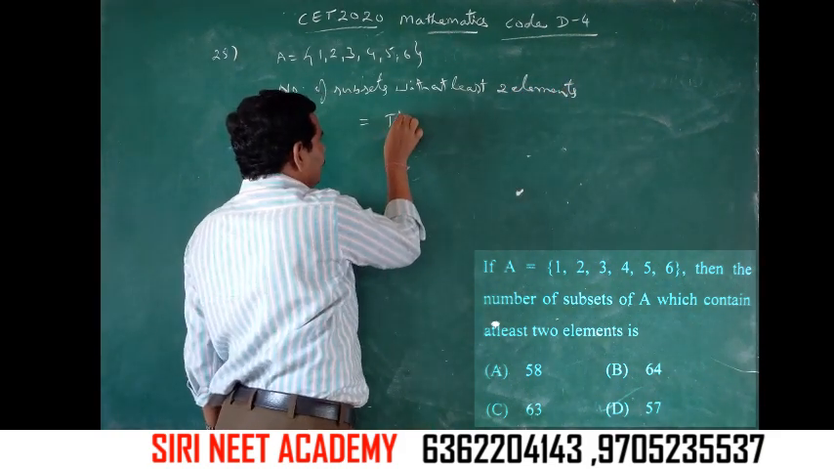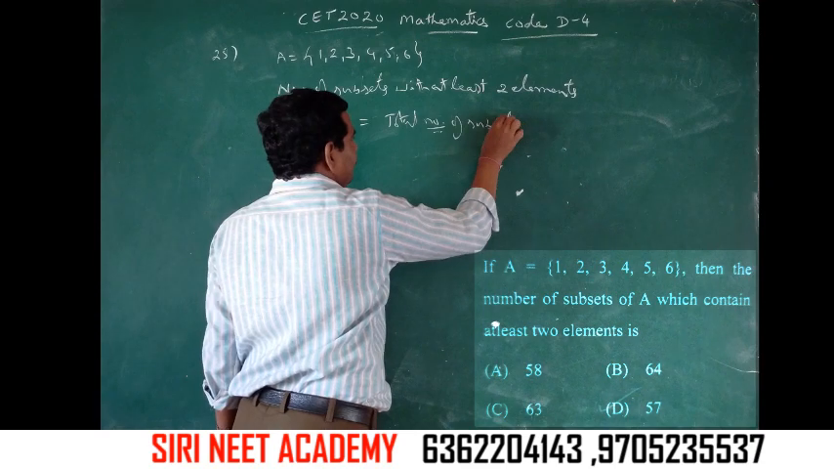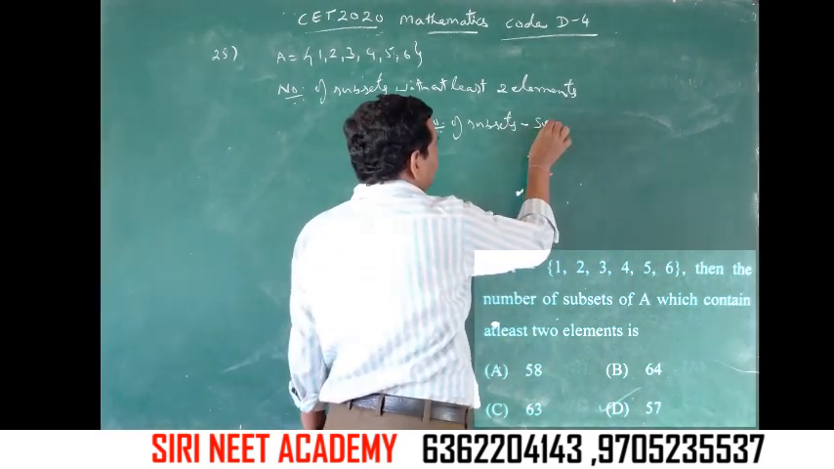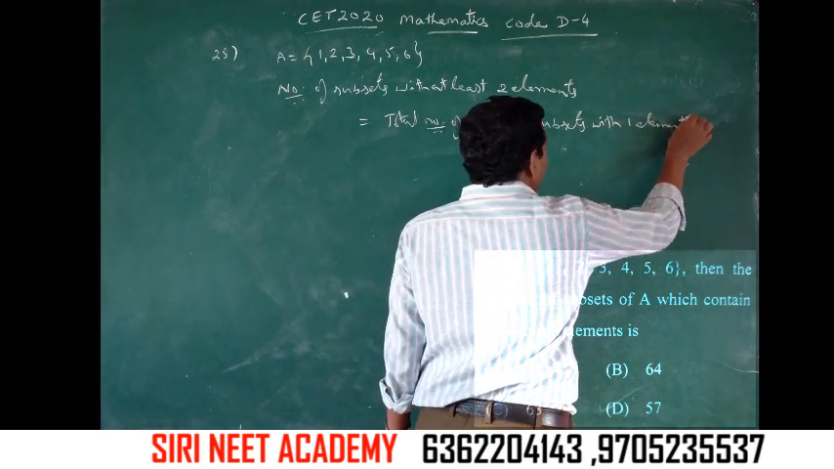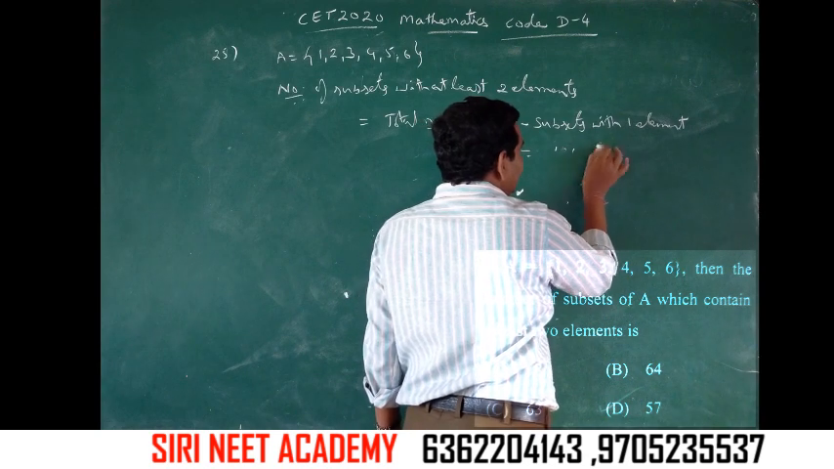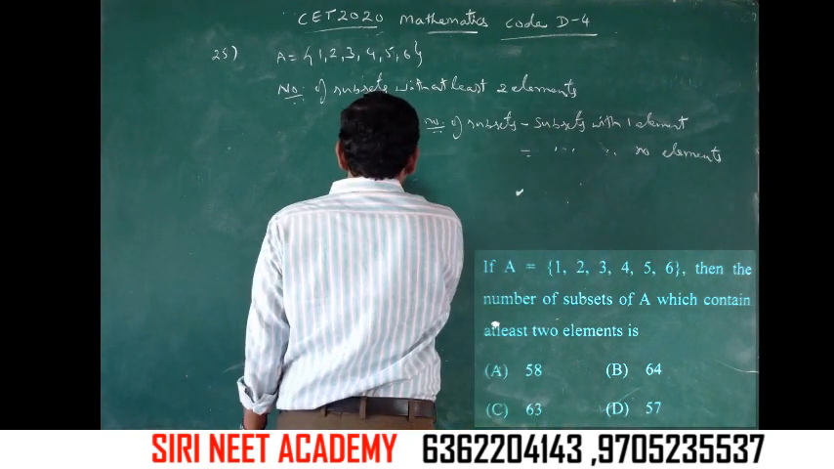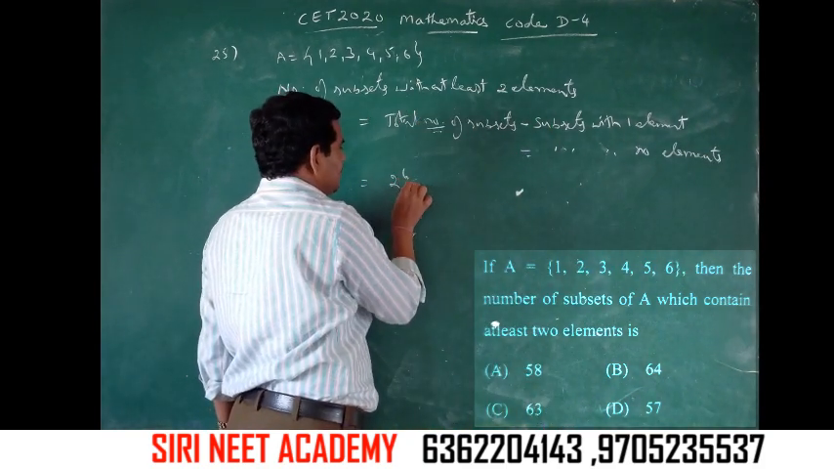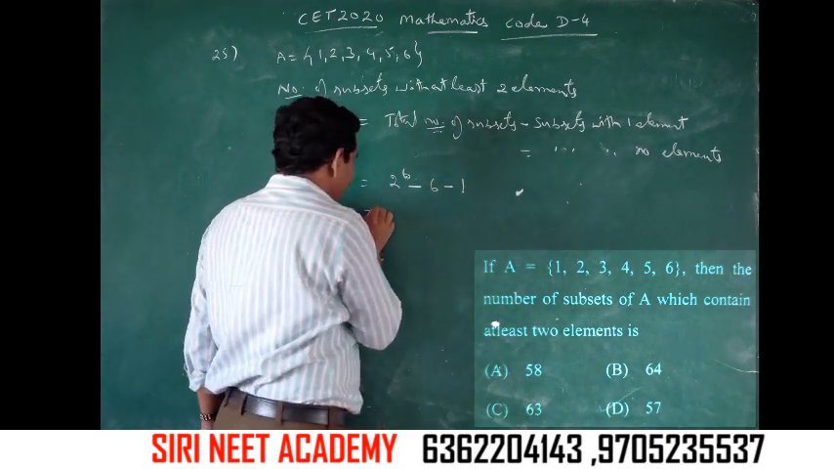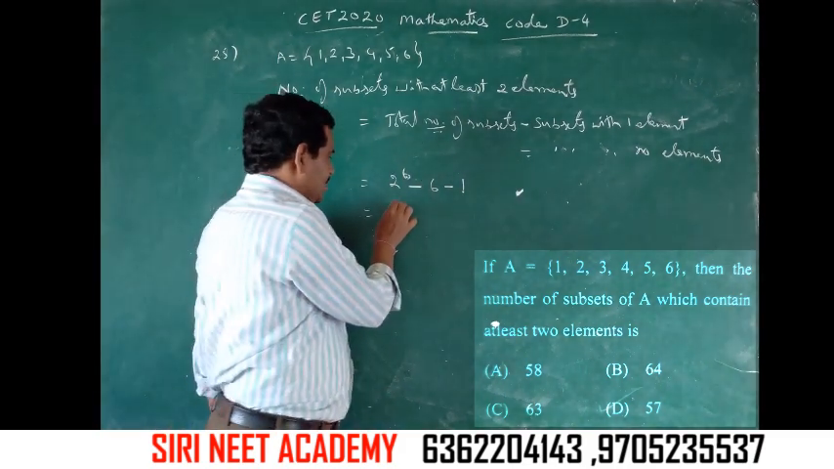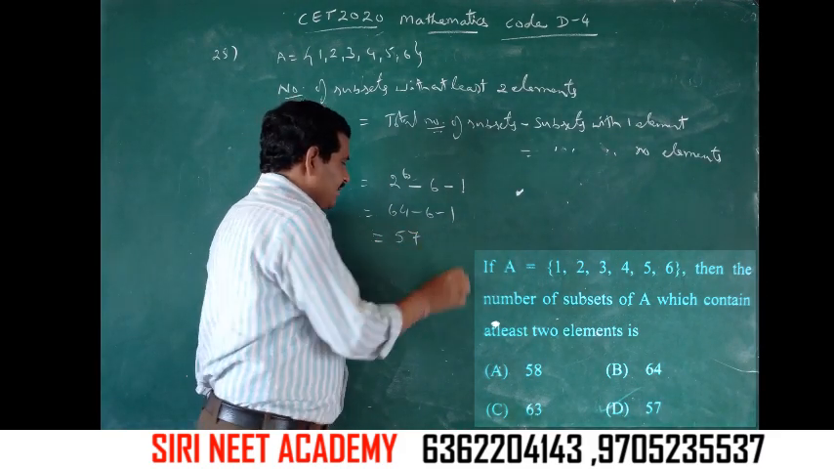Is equal to total number of subsets minus subsets with one element minus subsets with no elements. Total number of subsets is 2 power 6, minus singleton sets 6, minus null set 1. 2 power 6 is 64, minus 6, minus 1. So the answer is 57.